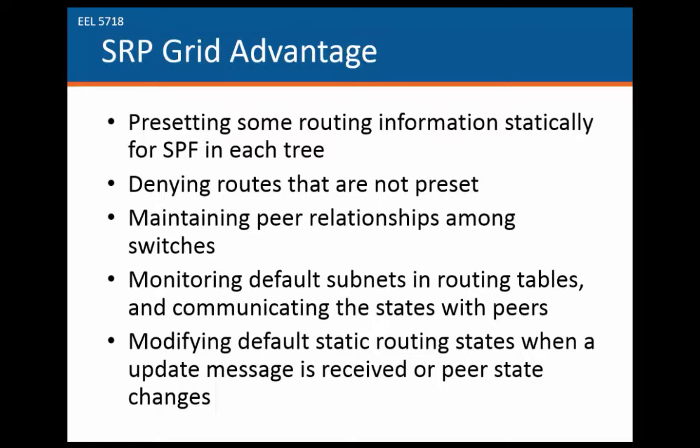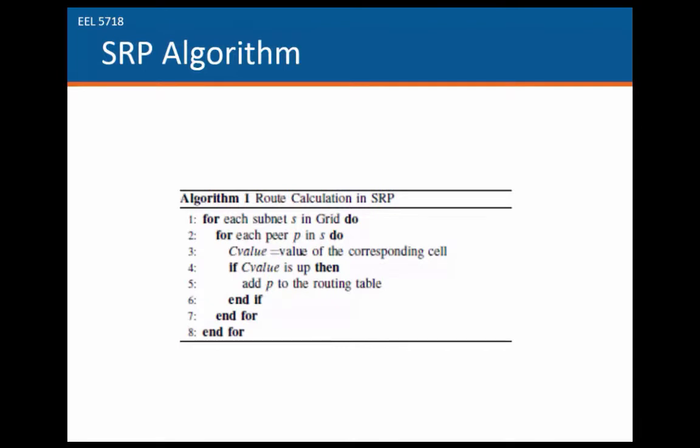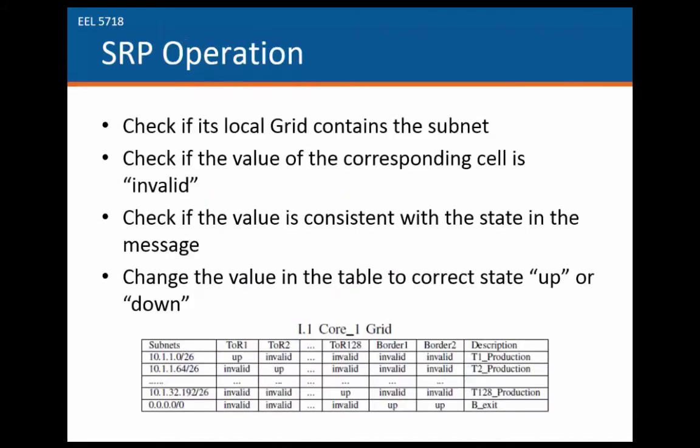So here's the SRP algorithm. It goes through essentially two for loops, pretty simple. For each subnet in your table, you have a number of peers, and for each peer it goes through and says, okay, am I connected to this peer, and if I am, what's the state of that peer? Is it up, is it down? And it updates accordingly in your table, as we saw before, what the table looks like.